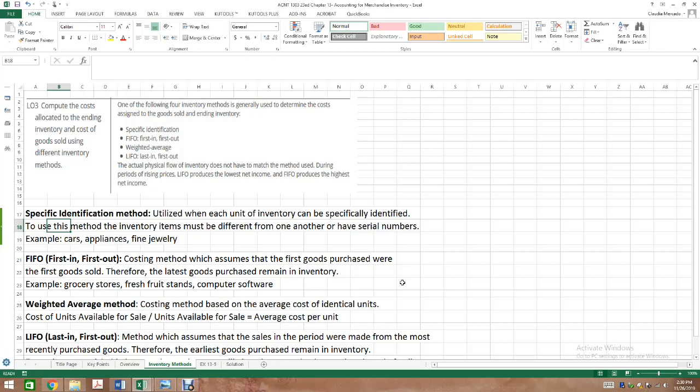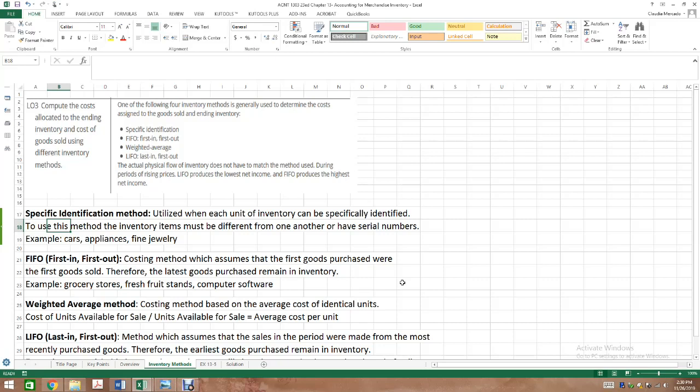Okay, so if it's something that you can specifically identify, you might have 20 Nissan Sentras, but each Nissan Sentra has a specific serial number assigned to it, a VIN number. Maybe you're selling diamonds. Okay, every diamond has a certificate, and each certificate has its own certificate number, identifying the type of diamond, the type of ring, or whatever the case might be. So they're unique items. Okay, so if you have a unique product, then you can use specific identification.